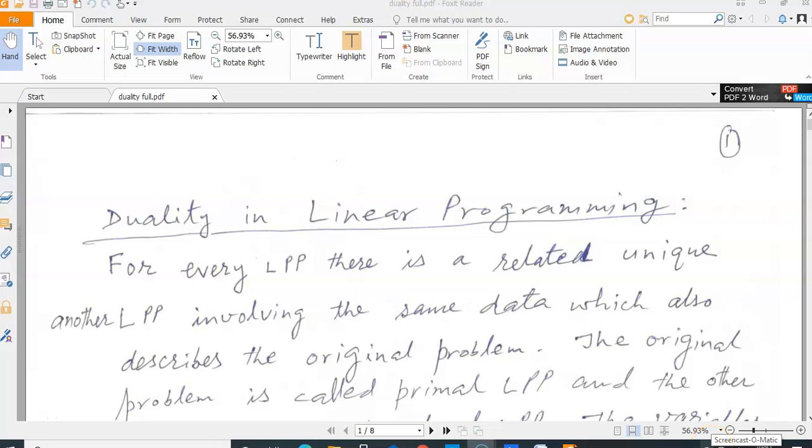Hello students, in this class we will study duality in linear programming. So what is the concept of duality? For every LPP there is a related unique LPP involving the same data which also describes the original problem.